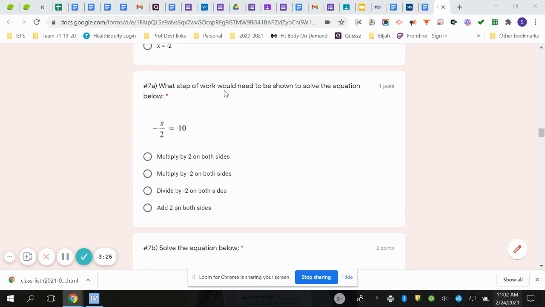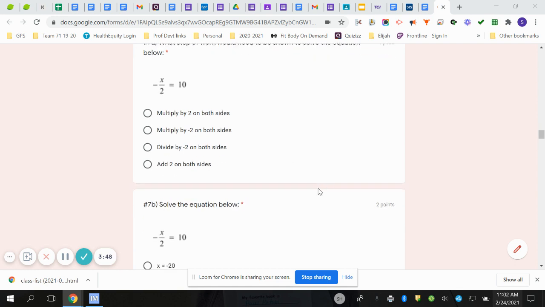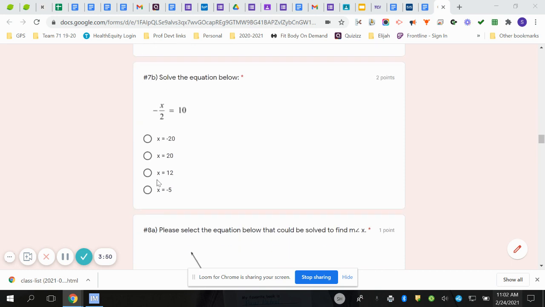7A, what step of work would need to be shown to solve this equation? Again, rewrite using this fraction bar to help you. And remember, your variable cannot be negative. Multiply by 2 on both sides, multiply by negative 2 on both sides, divide by negative 2 on both sides, or add 2 on both sides. And solve that equation.